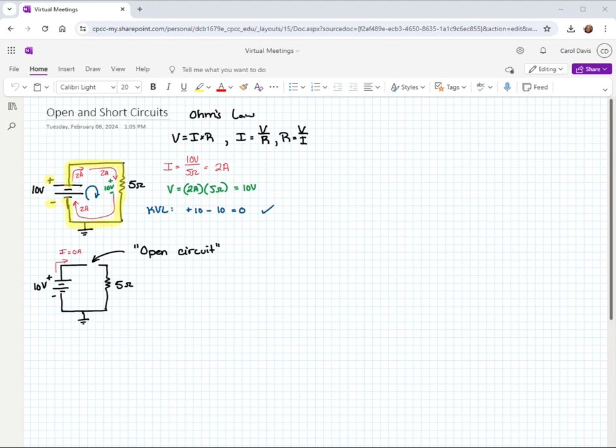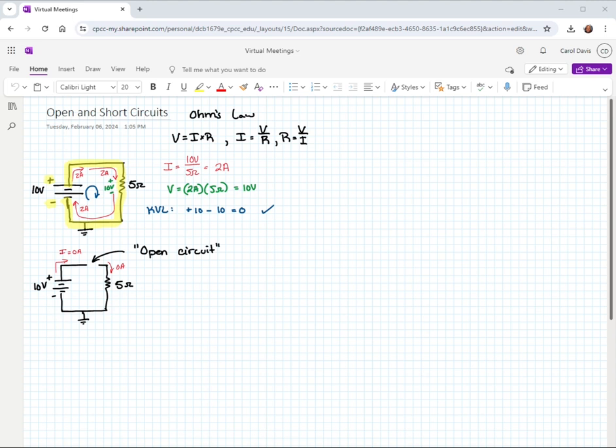It's not going to give you any current this way. Now, when we have an open circuit, what that means is no current can jump over this gap that we have, our open circuit, so we have zero current through our 5-ohm resistor.